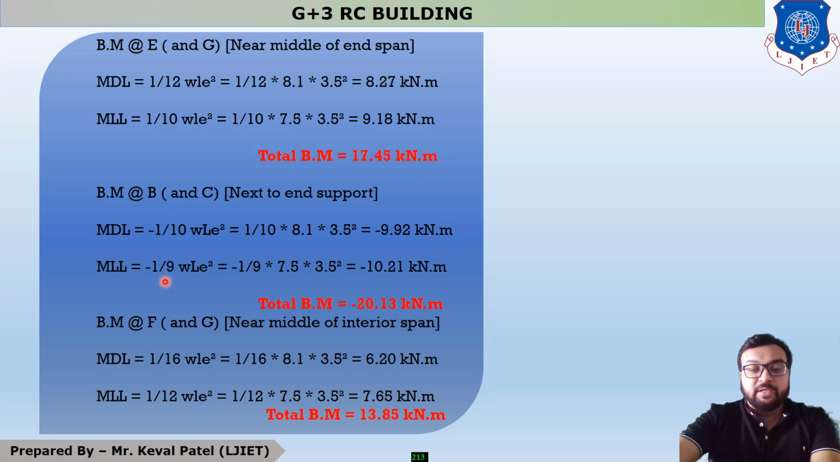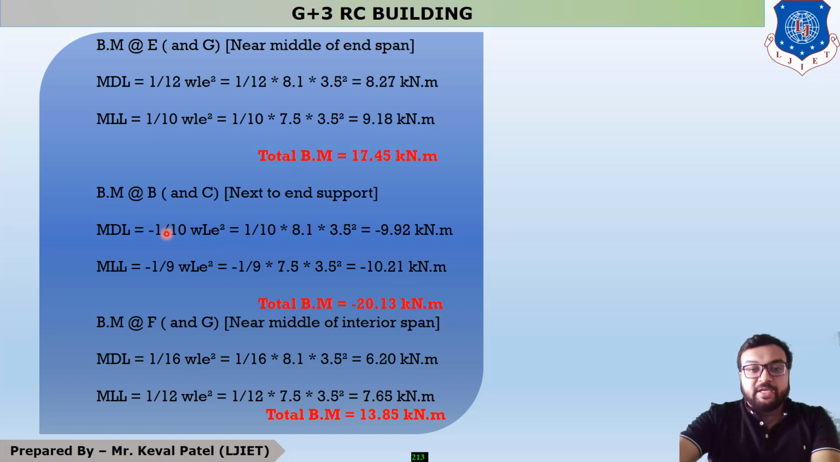Similarly, for live load, the value of W is 7.5 and the value of LE is 3.5. Putting in all these values, we get the answer 10.21 kilonewton meter. And you all know that our total moment is the summation of these two moments. So your final total moment is minus 20.13 kilonewton meter.